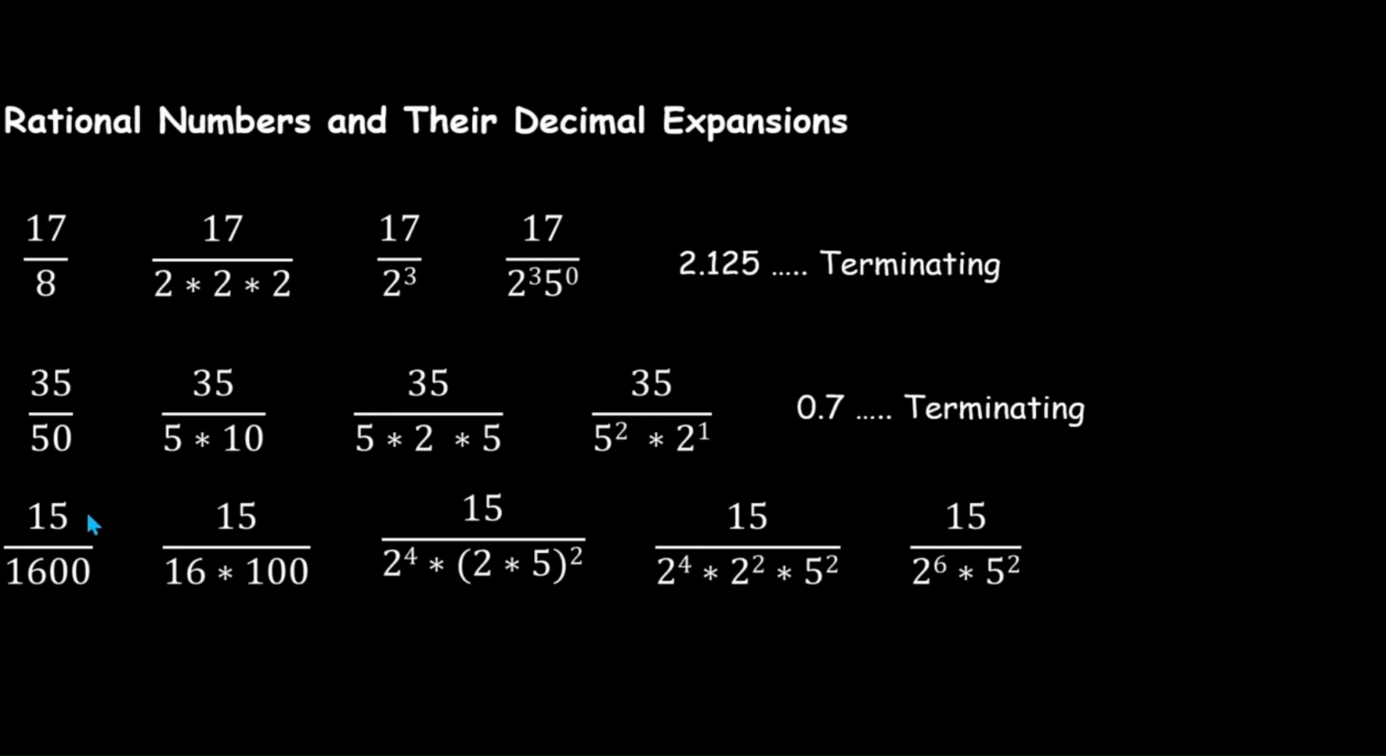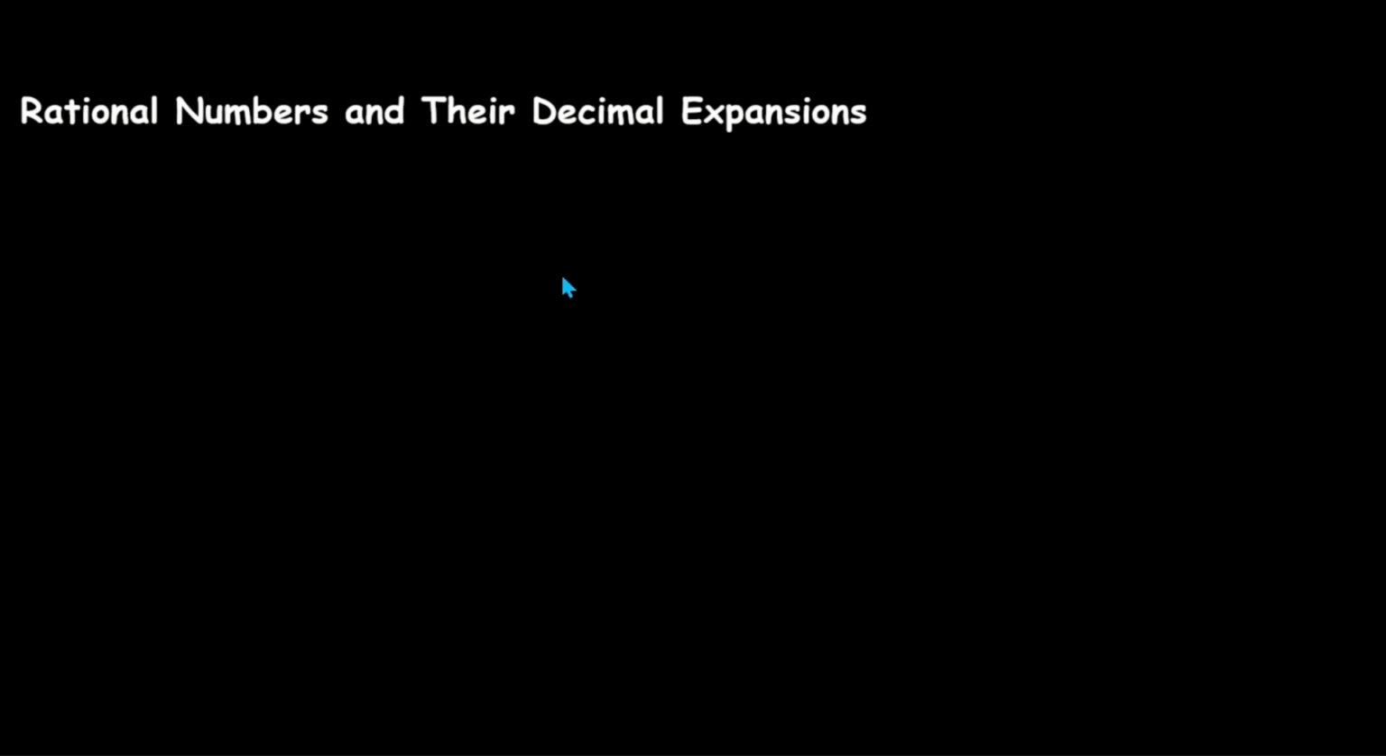So 15 by 1600, the decimal expansion is going to terminate. And if we do the actual division, we get this number. And after that, the division ends and the decimal expansion terminates. Now let us see a few more examples of terminating decimal expansions, but more trickier ones.